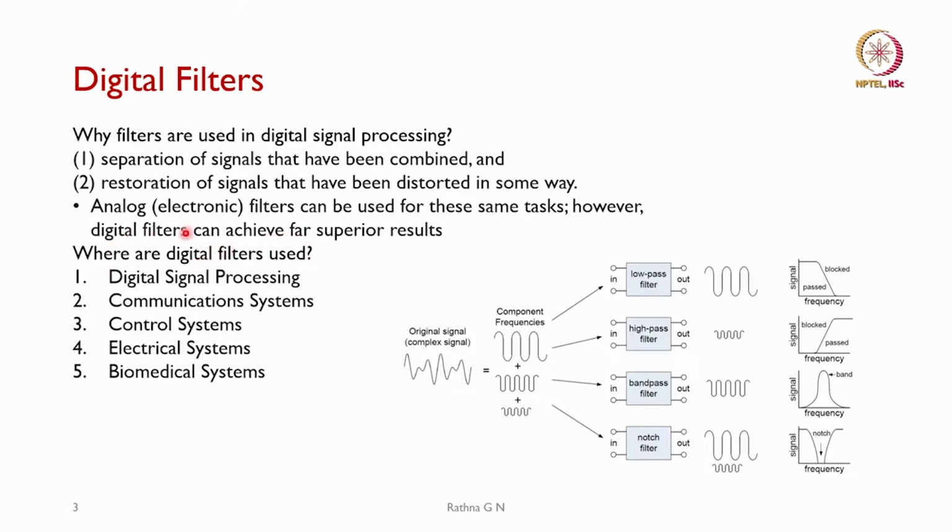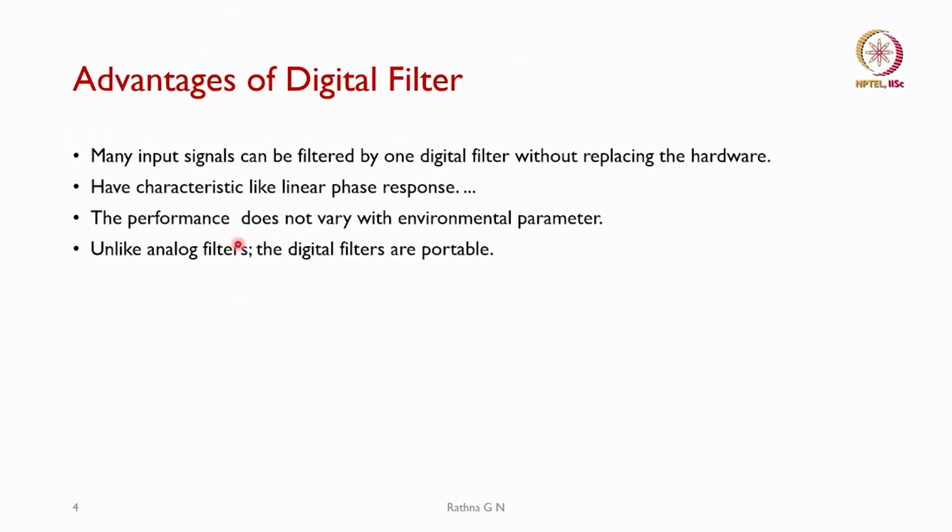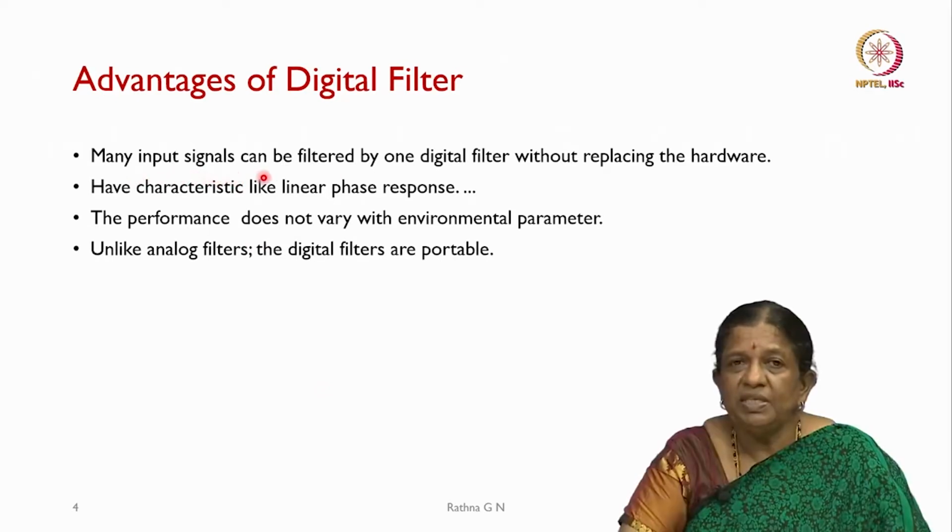The application of digital filters is given here. One is in signal processing, which we are considering. It can be in communication systems, in control, in electrical systems or in biomedical systems. Everywhere we need filters. What are the advantages of digital filters? Many input signals can be filtered by one digital filter without replacing the hardware, they have characteristics like linear phase response, which we will see in a while, and the performance does not vary with environmental parameters.